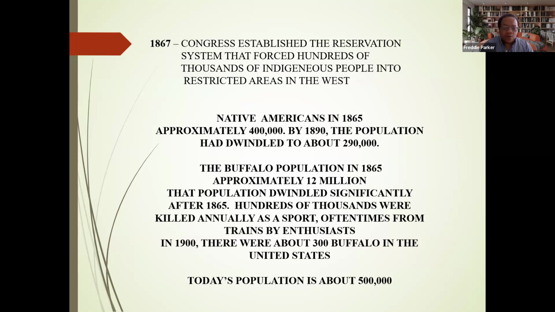Hundreds of thousands of buffalo were killed annually as a sport. We're talking about the Transcontinental Railroad. People are on those trains just shooting buffalo, while Native Americans killed buffalo only at specific times, because the buffalo was everything to Native Americans. In 1900, there were about 300 buffalo in the United States. So went the buffalo, so went the Native American population. The buffalo population today is about 500,000.